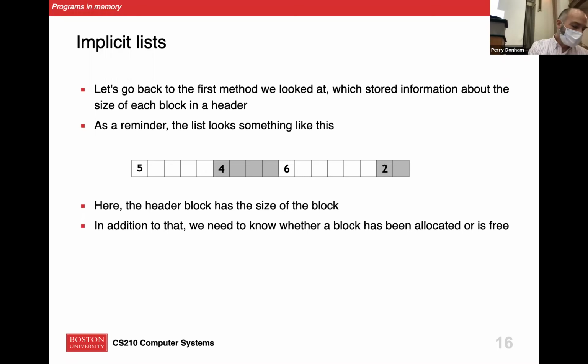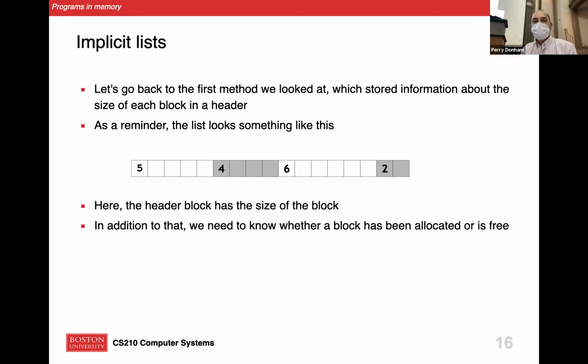So if I'm here, for example, I know that's 4. To get to the next block, I just move up 4, and now I'm at this one. That's an unallocated block of 6. That's actually pretty useful, just knowing the size of each allocation, each chunk.